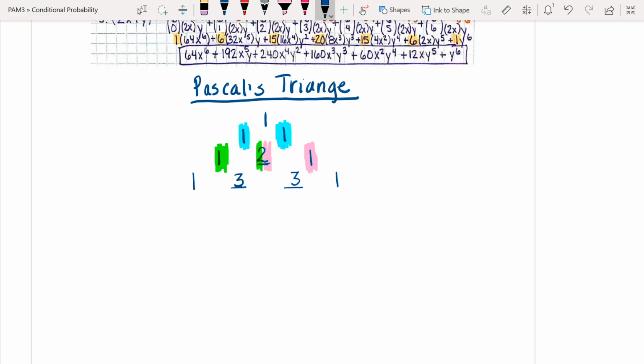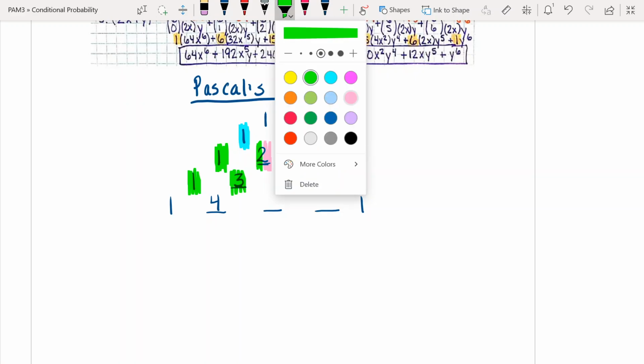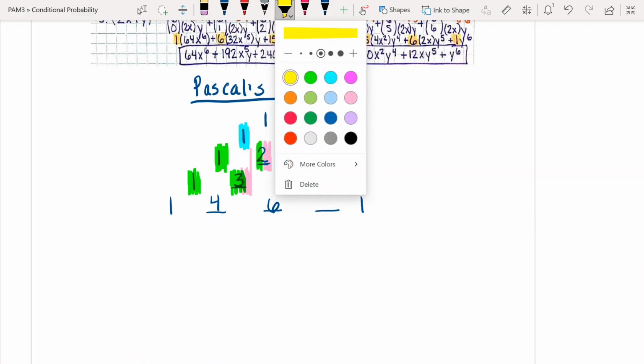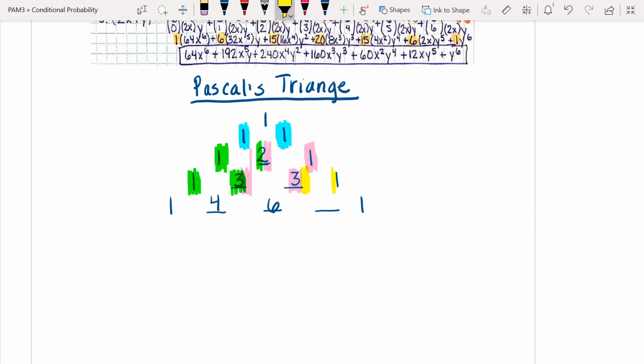Okay, so we're going to go to the next row. There's going to be a 1 here, there's going to be a 1 here, and we're going to have to fill in 1, 2, 3 spots. All right, we're going to do that by adding the numbers above it. So to fill in the first spot, I have a 1 and I have a 3, which add up to 4. All right, the next spot, I have a 3 and a 3, which add up to 6. And the last spot, I have a 3 and a 1, which add up to 4.